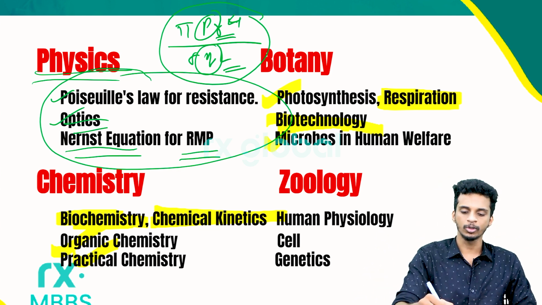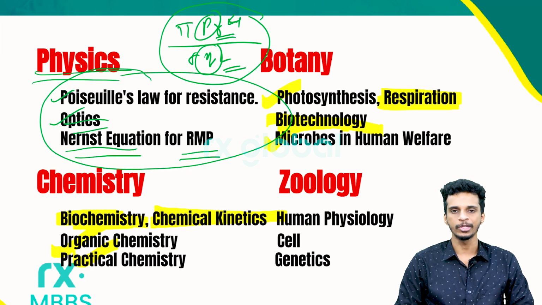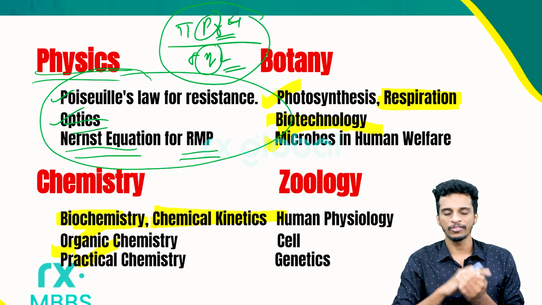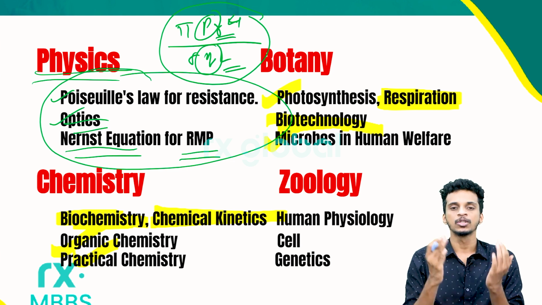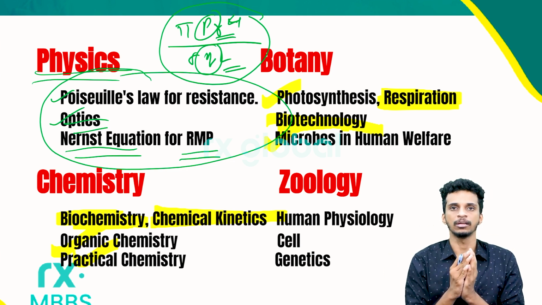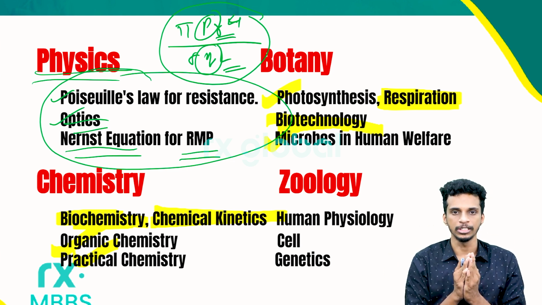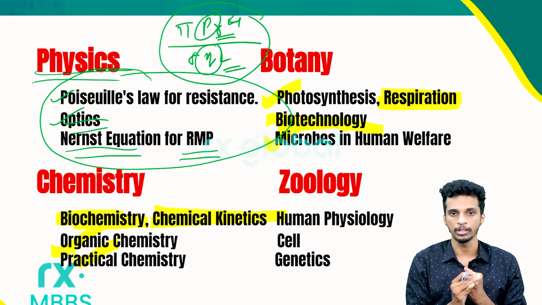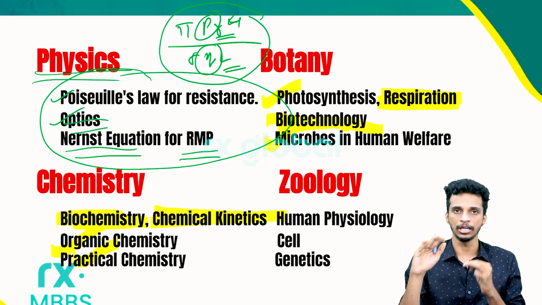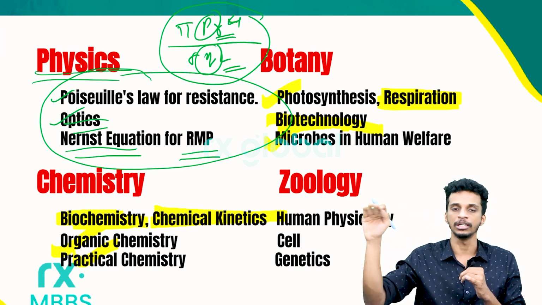You have also studied a chapter called microbes in human welfare. In this chapter, you have learned how microbes help in human welfare, right? So you will be studying this again in detail in the subject microbiology. In your second year MBBS, you will have a subject called microbiology, where you will again be studying each and every microbe in detail.